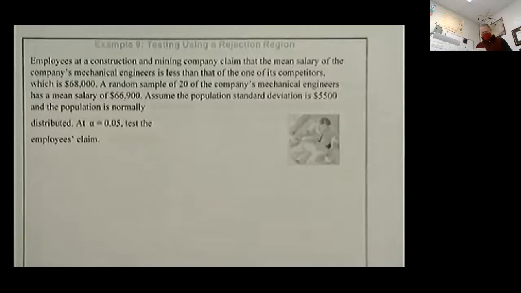Employees at a construction and mining company claim that the mean salary of the company's mechanical engineers is less than that of one of its competitors, which is $68,000. A random sample of 20 of the company's mechanical engineers has a mean salary of $66,900. Assume the population standard deviation is 5,500, and the population is normally distributed at alpha equals 0.05. Test the employee's claim.